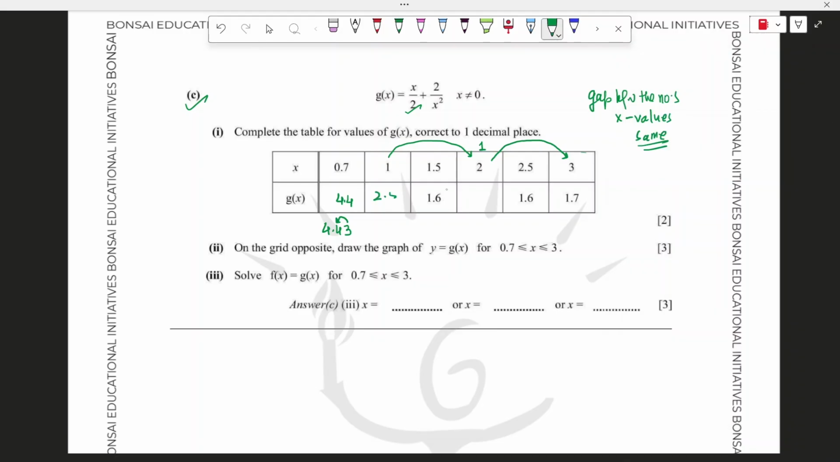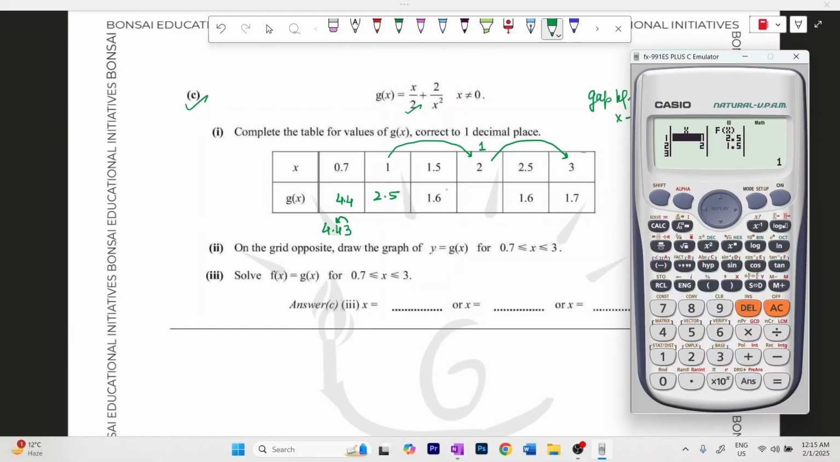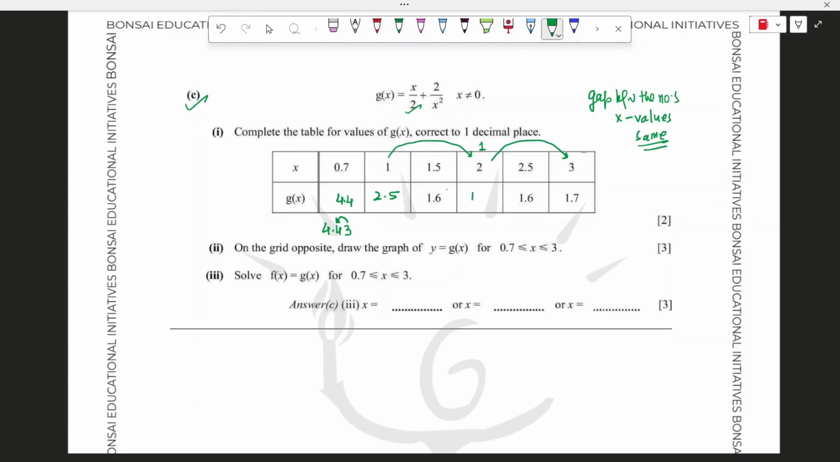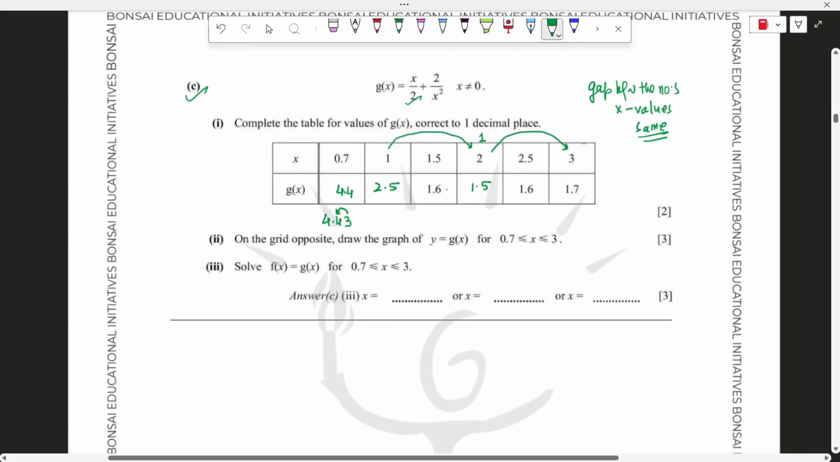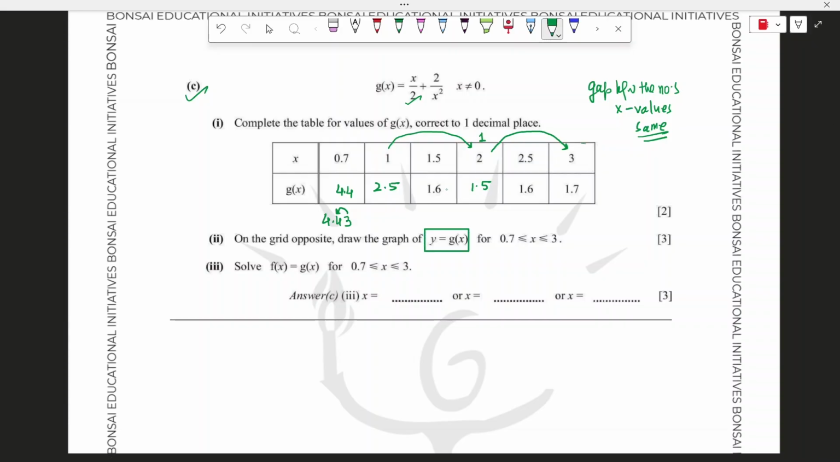So 2.5, and what is the other answer? That is 1.5. So that is how you can use your calculator. If there are many values, then this table function is going to help you a lot. Okay, so what do you need to do? On the grid opposite, draw graph of y equals g(x). So this function's graph we have to draw on the grid given.